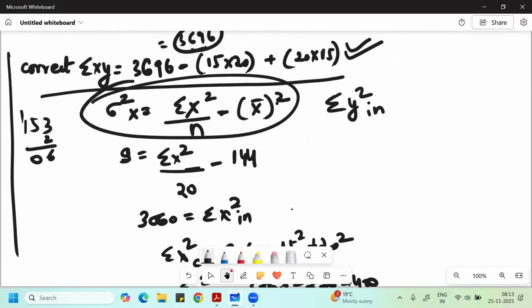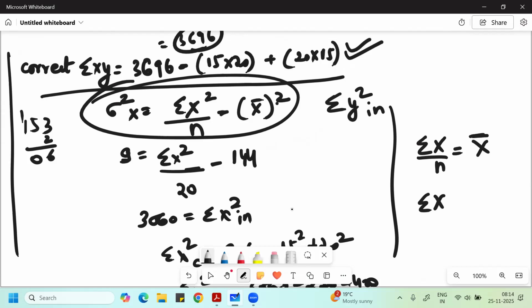And how will you use the same formula for the y, and then subtract 20 square and add 15 square there. Then you have to find the incorrect sum of xy. In the formula we need sum of xy corrected, x square, y square corrected. Then x bar and y bar, the means, we can also correct. The mean formula is sum of x by n is equal to mean. So we can correct this mean also.